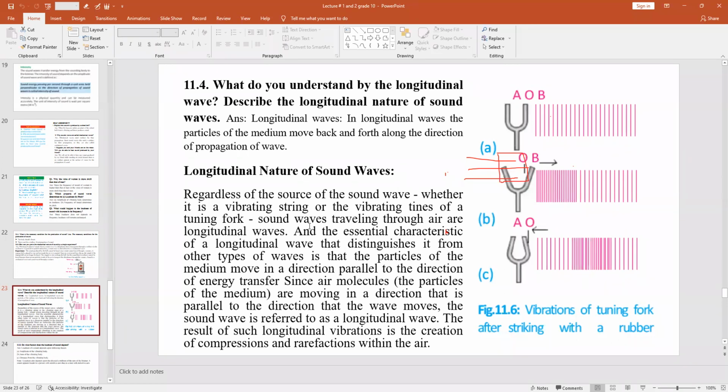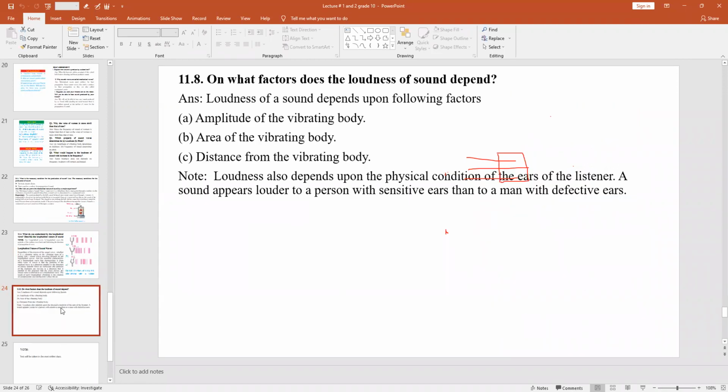Sound waves travelling through air are longitudinal waves, and the essential characteristic of longitudinal waves that distinguishes them from other types of waves is that particles of the medium move in a direction parallel to the direction of energy transfer. Since air molecules are moving in the direction that is parallel to the direction that the wave moves, the sound wave is referred to as a longitudinal wave. The result of such longitudinal vibration is the creation of compression and rarefaction within the air, right? So we have already discussed this in the previous lecture. This is also a question.